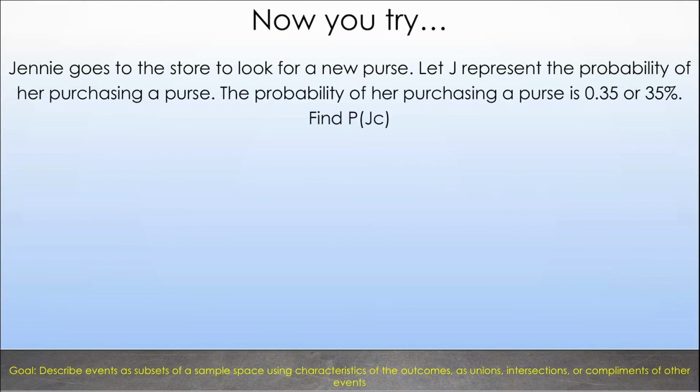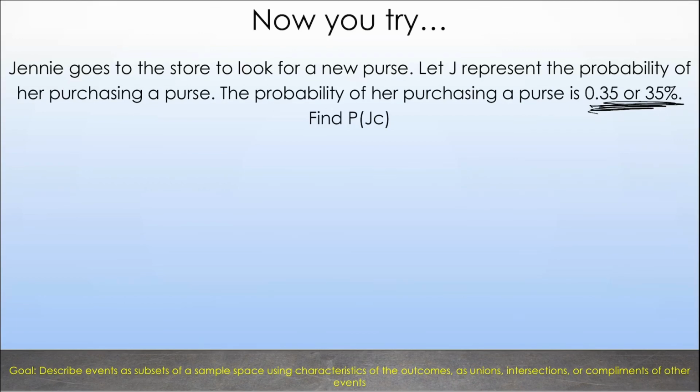Okay, Jenny goes to the store to look for a new purse. Let J represent the probability of her purchasing a purse. The probability of her purchasing a purse is 35%, or 0.35. Find the probability of J complement.